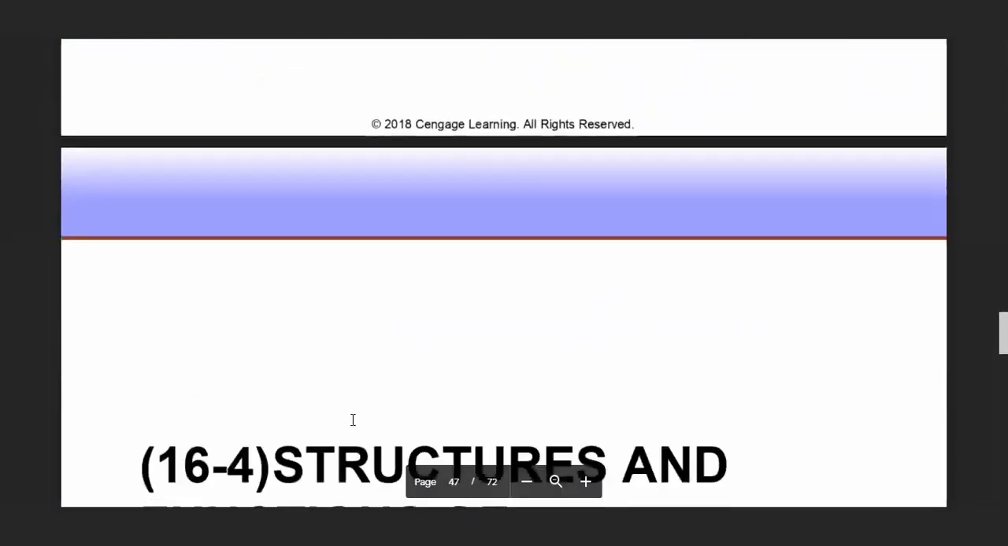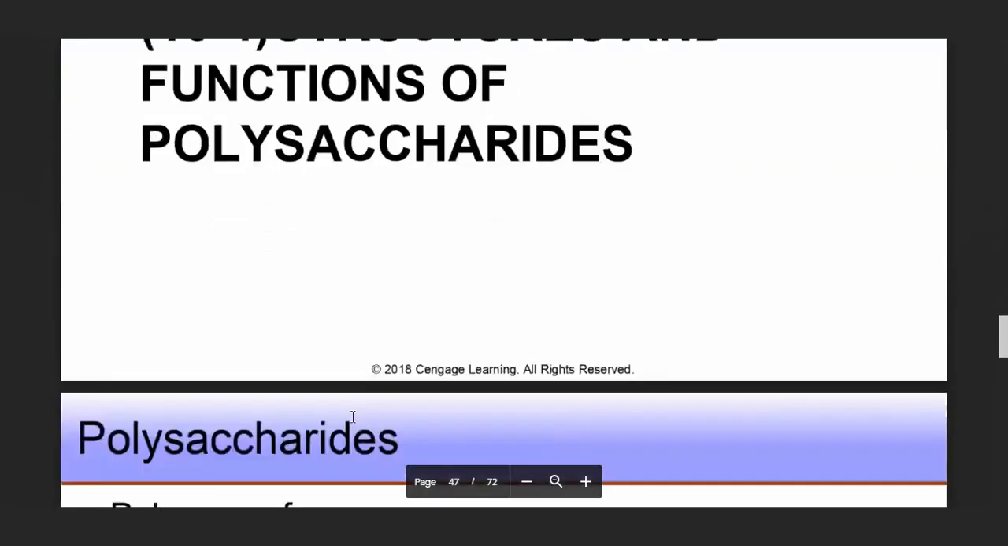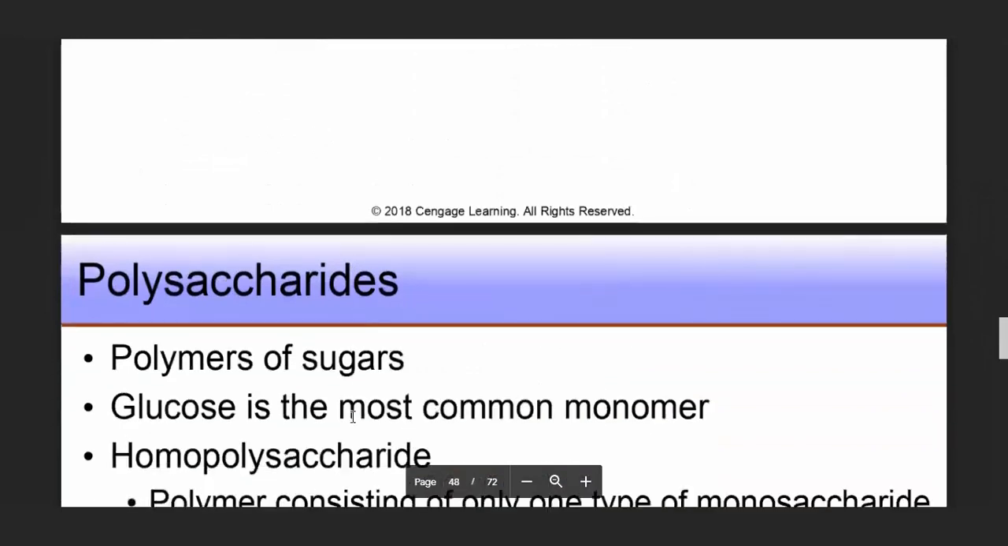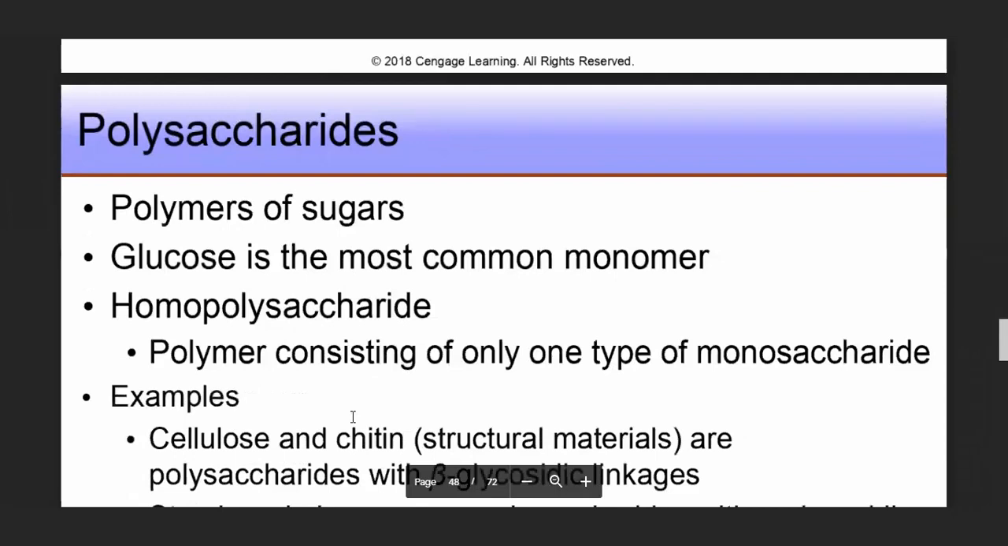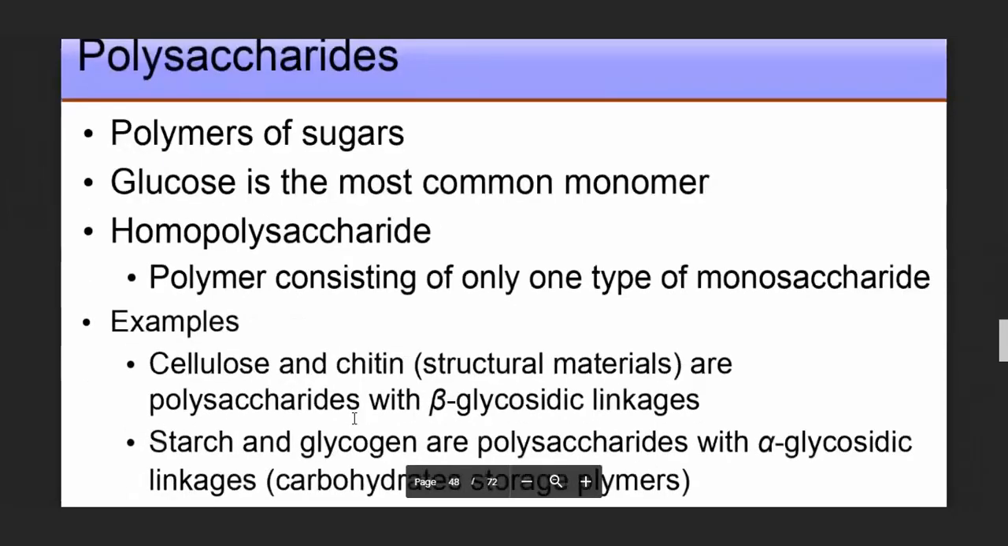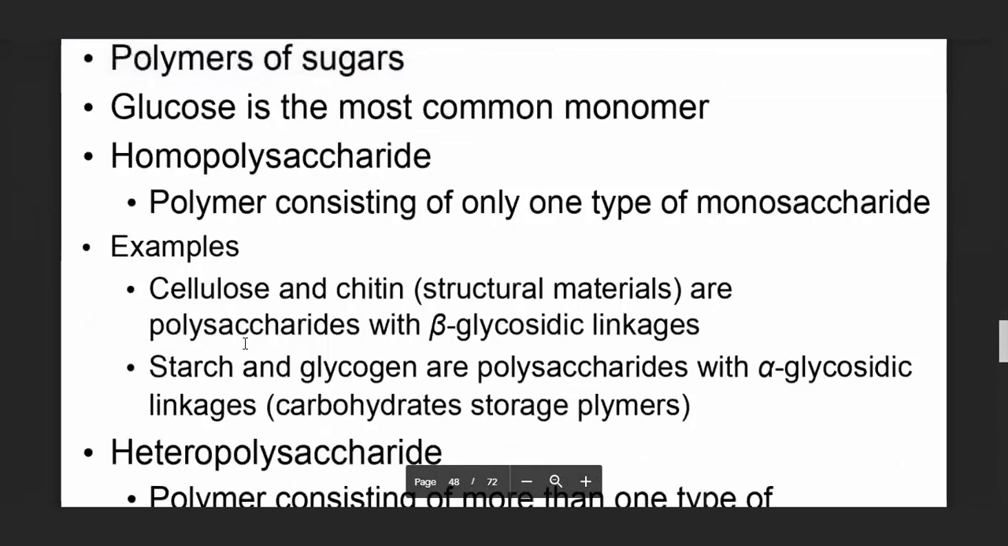Now we come to the so-called structures and functions of polysaccharides. They are polymers of sugars. Glucose is the most common monomer, and a polymer that consists of only one type of monosaccharide is called a homopolysaccharide. A polymer that consists of more than one type of monosaccharide is termed a heteropolysaccharide.